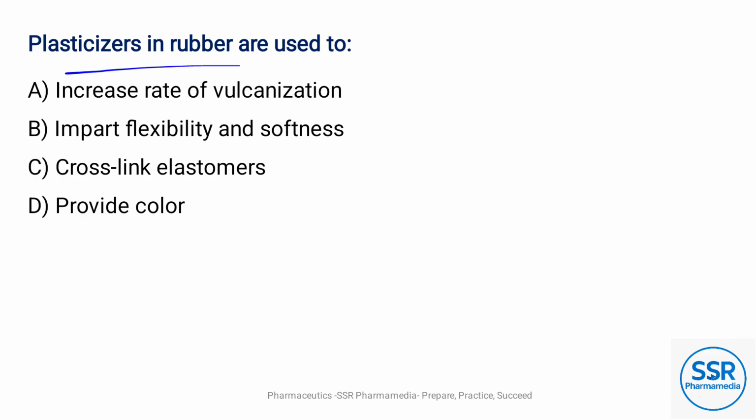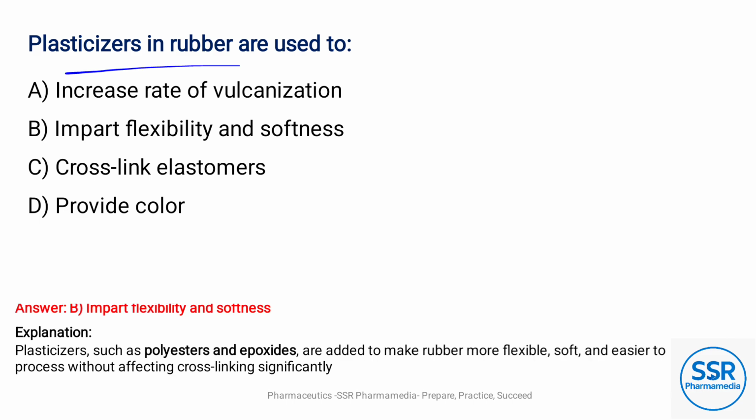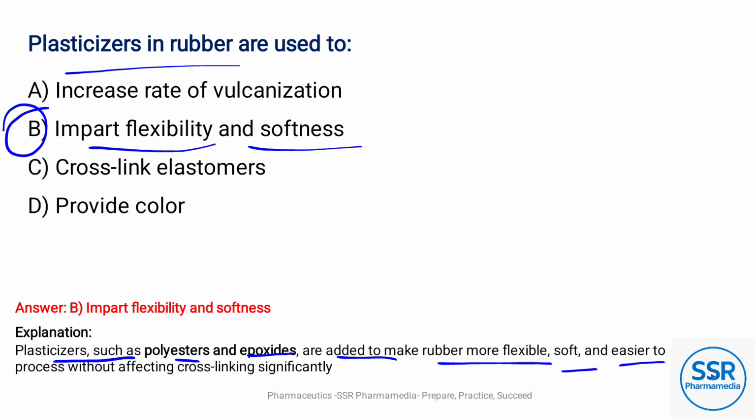Plasticizers in rubber are used to, option B, impart flexibility and softness. Plasticizers such as polyesters and epoxides are added to make rubber more flexible, soft, and easier to process without affecting cross-linking significantly.